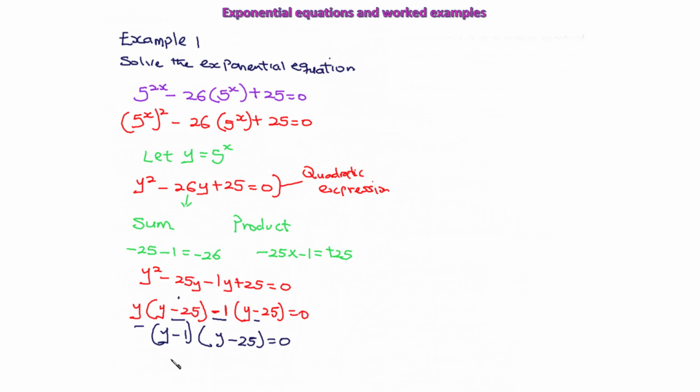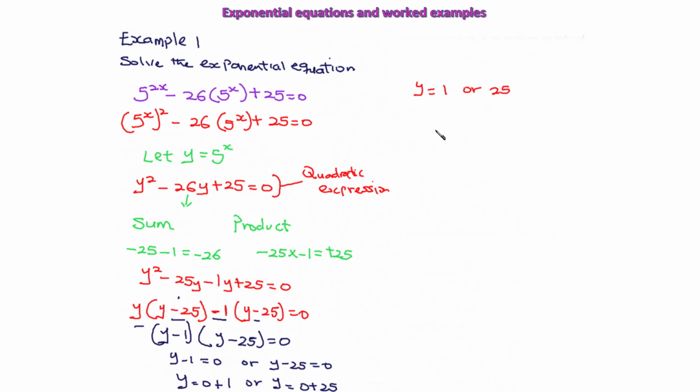Then finally, y minus 1 is equal to 0, or y minus 25 is equal to 0. Then your y will be 0 plus 1, or y is equal to 0 plus 25. Then finally, what will be our y? Our y is equal to what? 1 or 25. Now you've gotten the value for y.